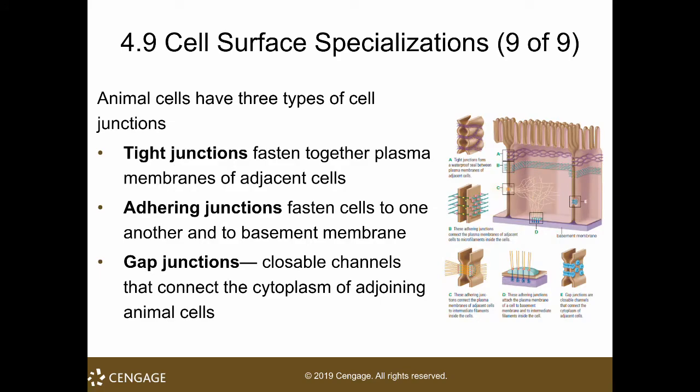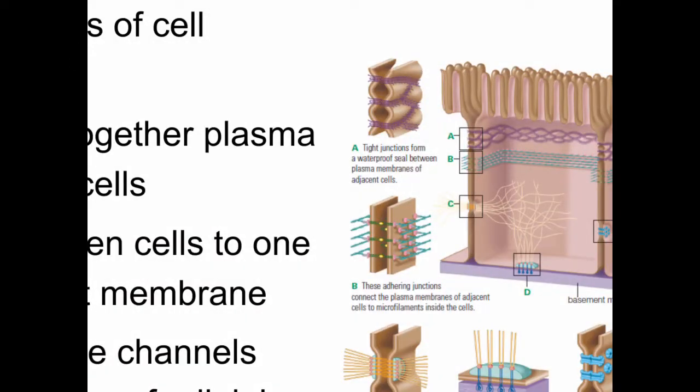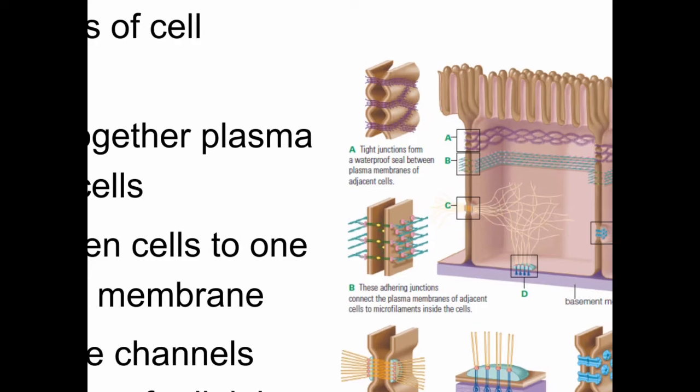In animal cells, you have three types of cell junctions: the tight junctions, adhering junctions, and gap junctions. The tight junctions fasten together the plasma membranes of adjacent cells. This is your tight junction, and as its name suggests, it's very tight. It's basically waterproof, so water cannot pass through. An example of tissue having tight junctions is your skin. The cells of your skin are held together by tight junctions, which prevent water from the inside of the tissue from going outside.